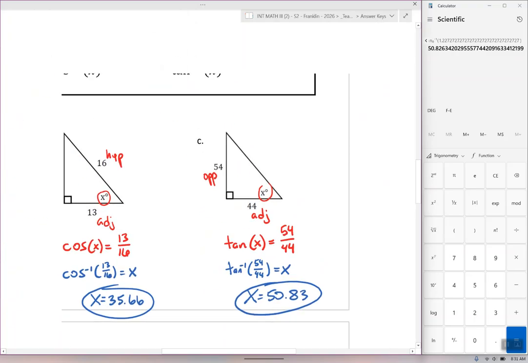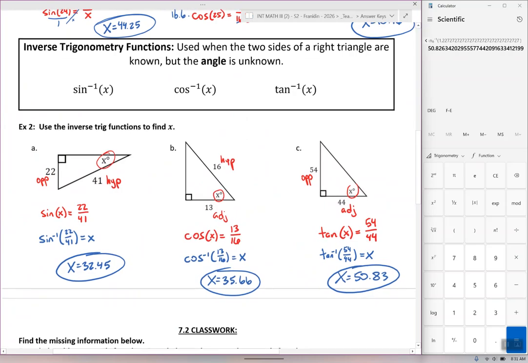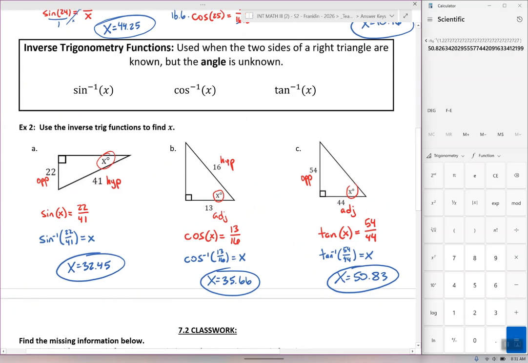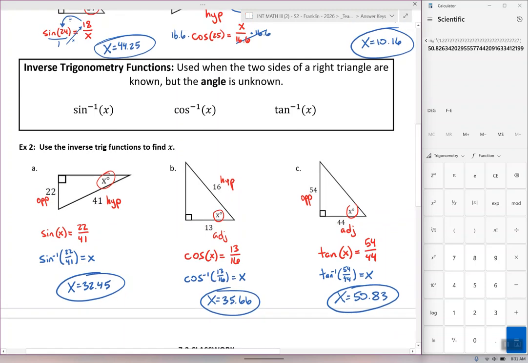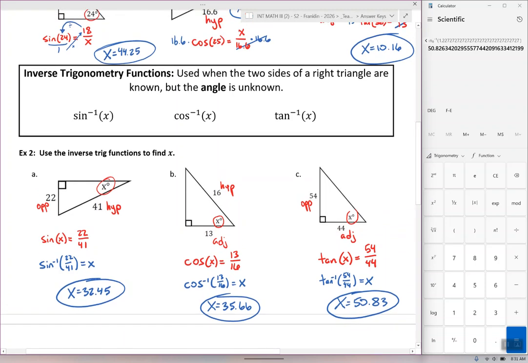So there you have it. That's using the inverse of our trigonometry functions to find the angle when we know the two sides that we need, but we don't know the reference angle. We can use the inverse trigonometry functions here to find those angles.